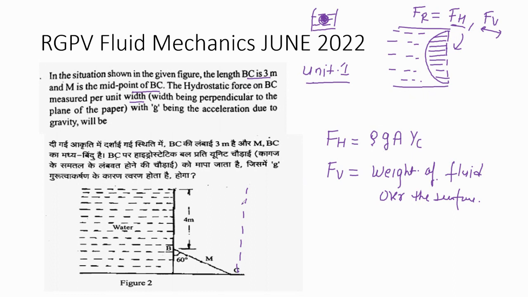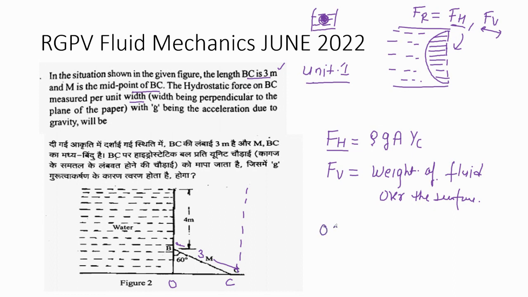Okay, so for calculating FH, what we do, we project this surface on this vertical plane. Okay, so this angle we have given 60 degree and this length we have given 3 meter. Okay, so ये length हमें दी हुई है 3 meter. Okay, so this is BC. Suppose we take this point as O. Now what is this distance OC? This is C. So what is this distance OC?